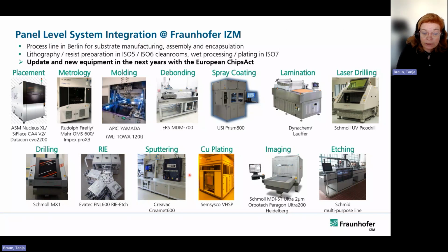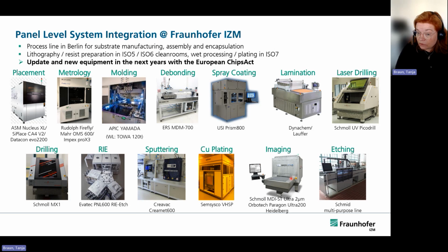So we also have the full process, the full line here in Berlin, in this case, beginning from assembly, measurement, compression molding, debonding, coating, spray coating or lamination. Laser drilling is a nice option for some materials, for some mold approaches. And of course, we also have all the RDL processing. And maybe what I also have to mention for the lithography, at least on panel level, we have decided to go for laser direct imaging, so a writing technology, which also allows us to do some adaptation.